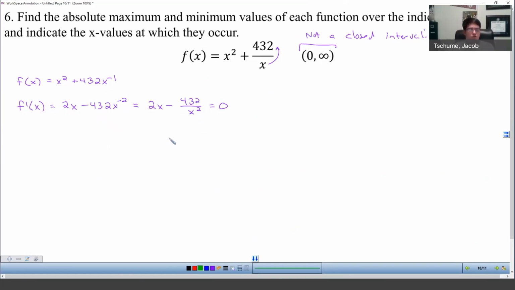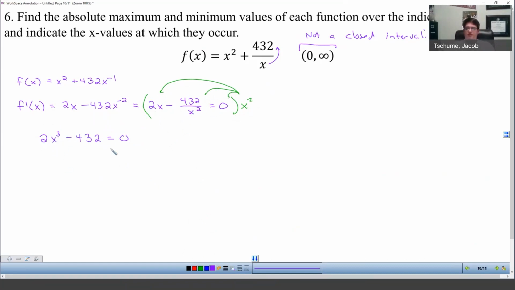There's a couple ways you can solve this. I think the easiest thing to do here is just to multiply everything by x squared, because that will get rid of the extra fraction that you don't need. So this would actually end up equaling 2x cubed minus 432, because the x squareds would cancel, and then the 0 on the right actually remains unchanged.